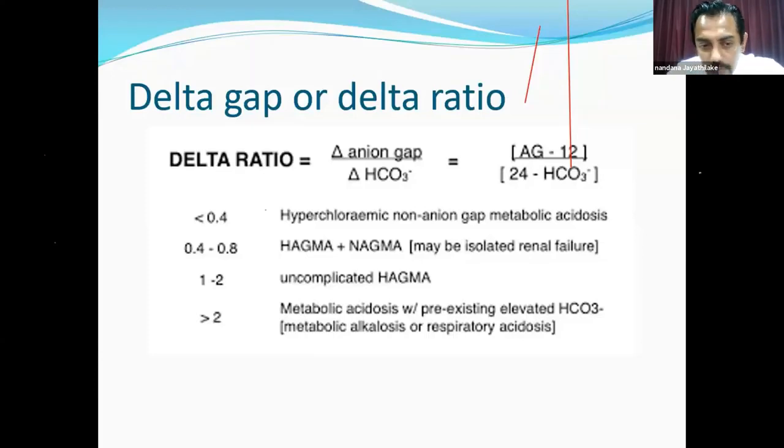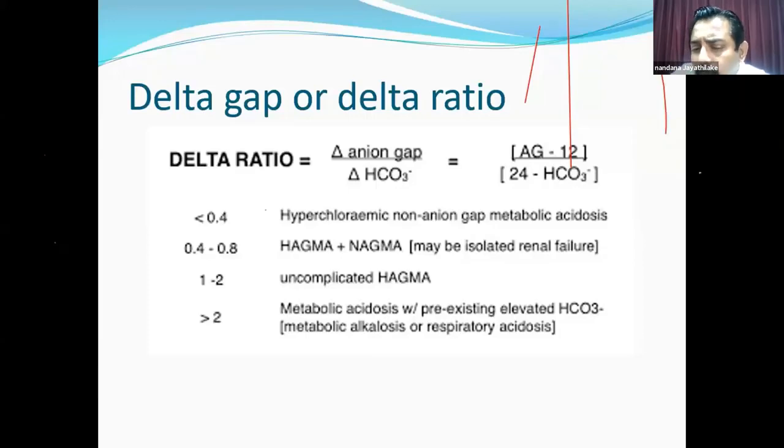If this value is between 0.8 and 2, it is called pure high anion gap metabolic acidosis. And if it is more than 2, take a snapshot and see, it is metabolic acidosis with a pre-existing elevated bicarbonate level. The patient could be having a metabolic acidosis with a pre-existing metabolic alkalosis or respiratory acidosis.